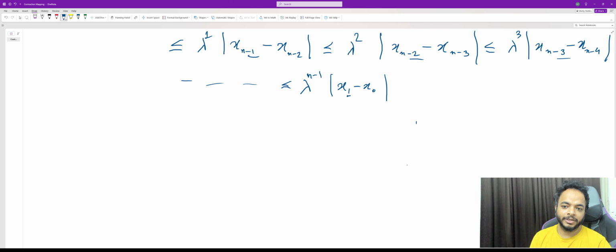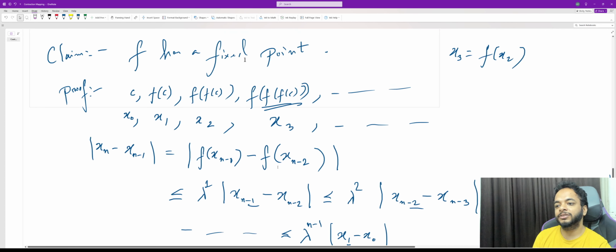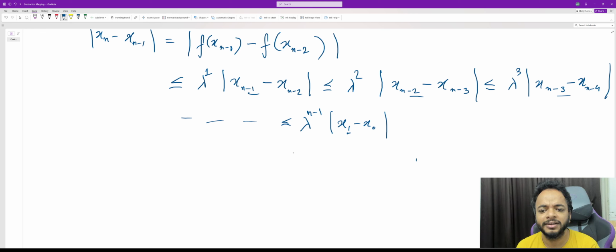Okay. So now we have come to the conclusion that x1 and x0, since C was chosen arbitrarily from its domain, C was fixed. So x0 is fixed, and since the function is given, f of C, which is x1, is also fixed. So this difference is a particular real value. And then we have multiplied by lambda to the power n minus 1. Fine. Lambda is also fixed, and so the difference between two consecutive terms, we can see that it's bounded.